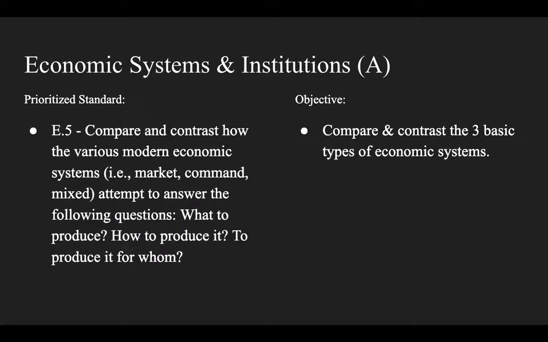All right, this concludes the Economic Systems and Institutions Section A lecture. Our prioritized standard is Economic Standard 5. And objectively, now you can compare and contrast the three basic types of economic systems.